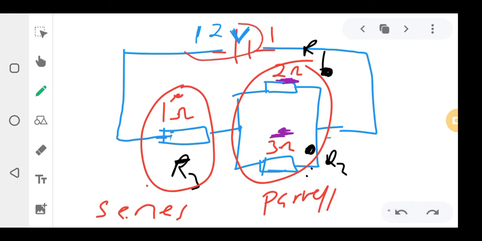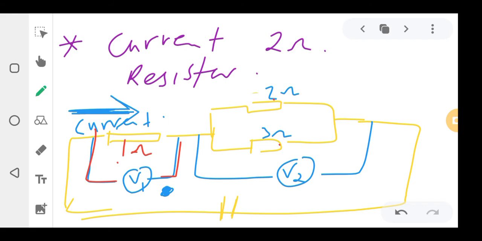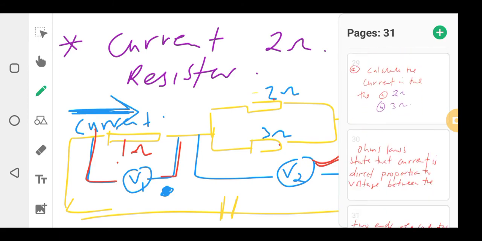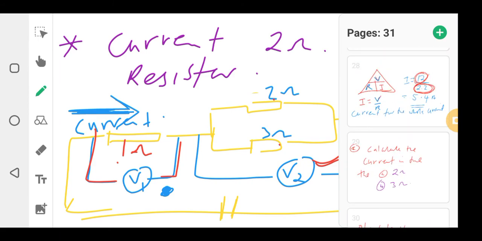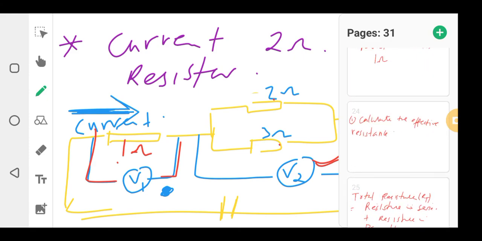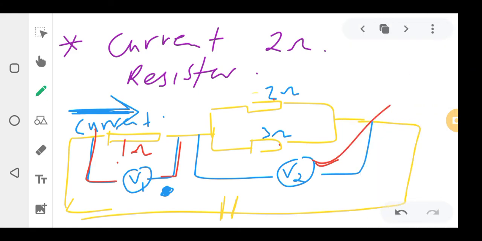This one, 12 volts. So since we have already found V1, for you to find V2, this one, you're supposed to subtract the answer that you got. Okay, so for you to find V2, how are you going to do it?